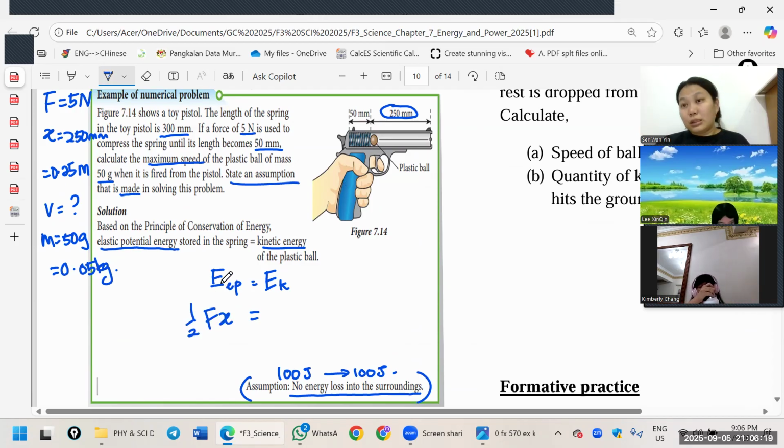Okay, so this one is half Fx. We substitute the formula here because what they want is v. So half Fx, and this one, kinetic energy, is half mv squared.